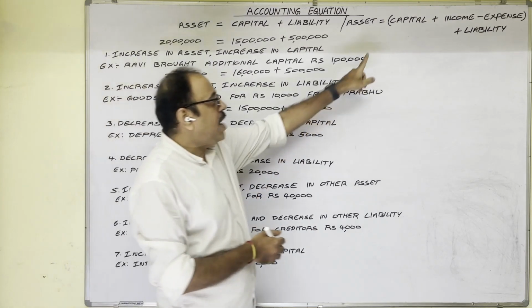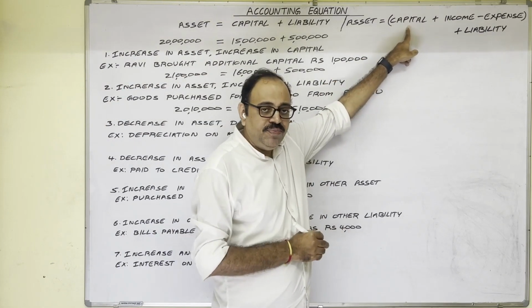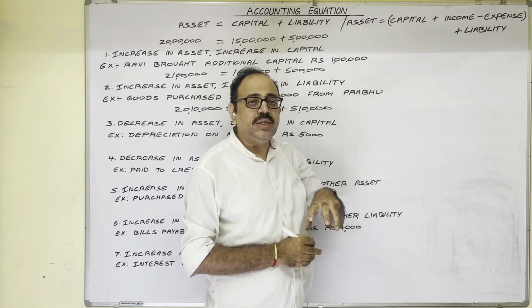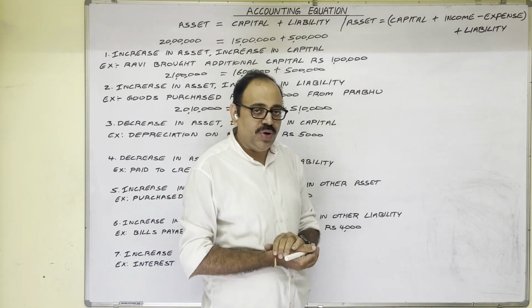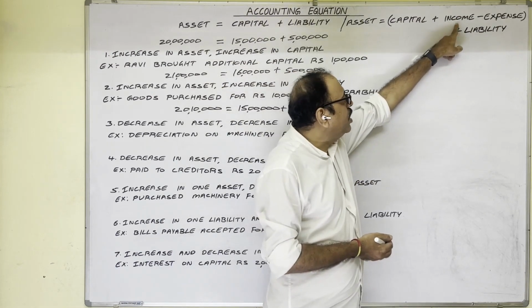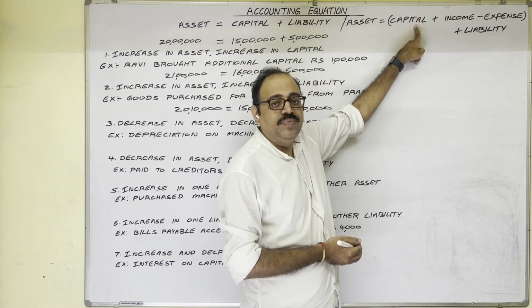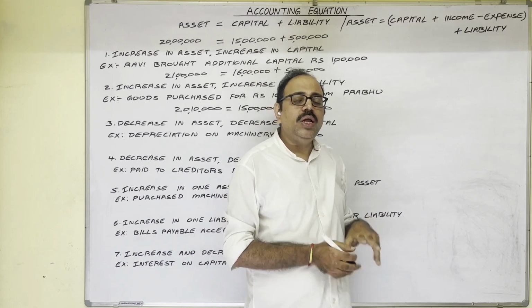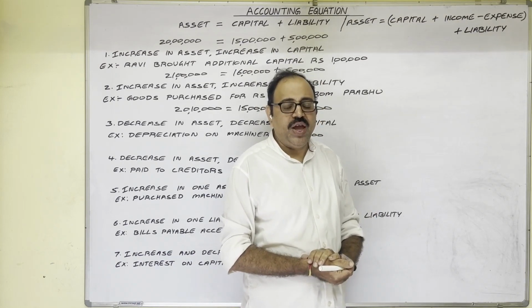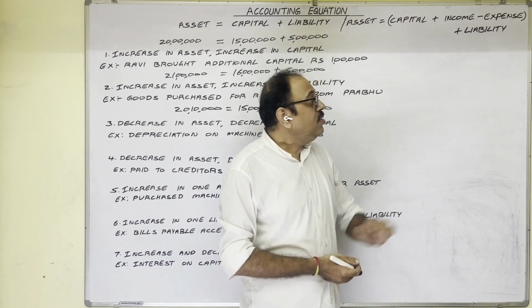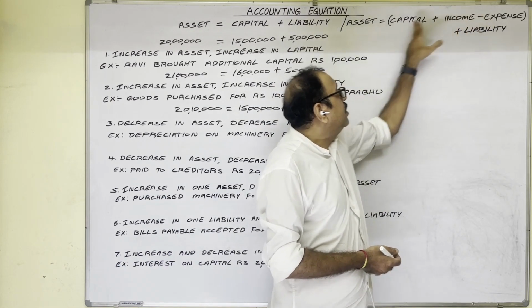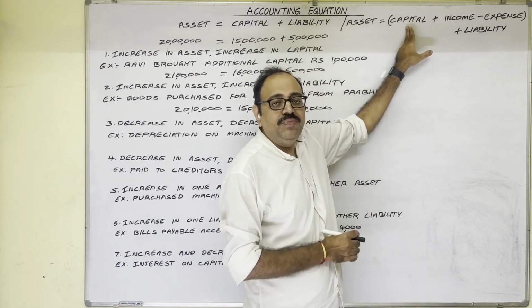See, capital is owner's money, no? Suppose in business, owner earns some income. This income finally belongs to owner only. So, income will be added to capital. And in business, owner incurred some expenditure. Finally, who has to bear this expenditure? Owner only. So, with the expenditure, his capital amount decreases, no?